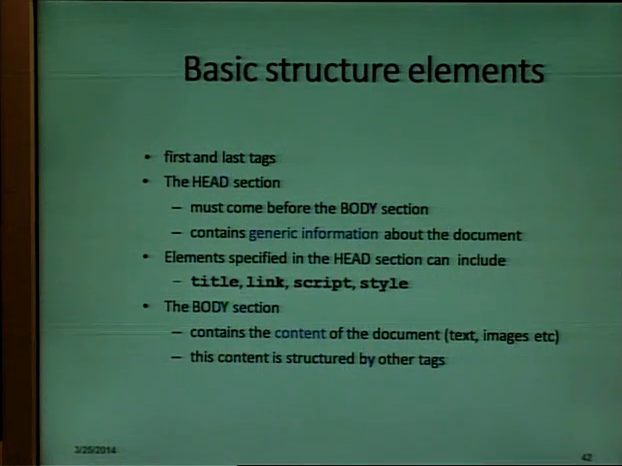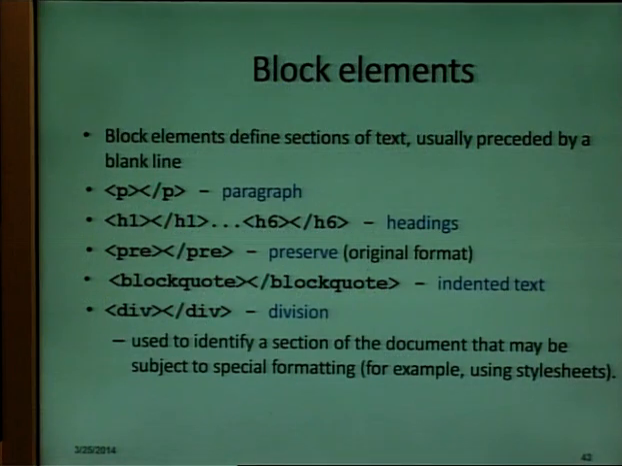Next comes the body section. It contains the content of the document. It may include text or images, etc. This content is structured by other tags also. So first of all, there is the HTML tag, then you can have the title tag. After that comes the head section. It includes title, link or script or style. Then comes the body section. It contains the content of your document. It may be text, images, etc. And this content is structured by other tags also.